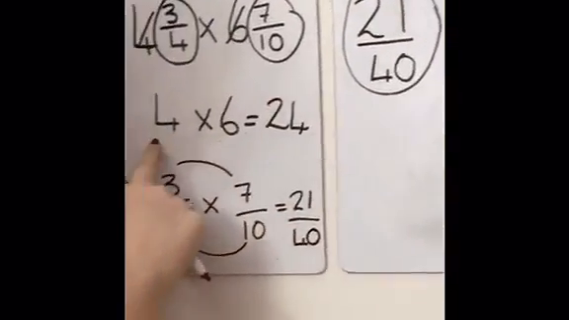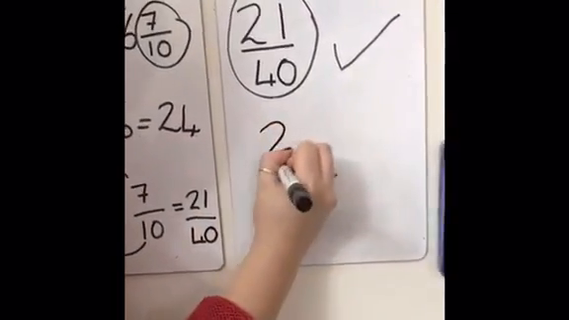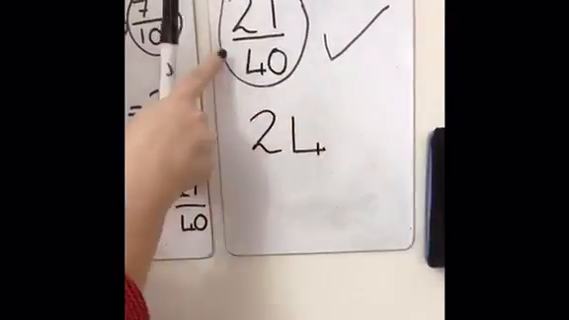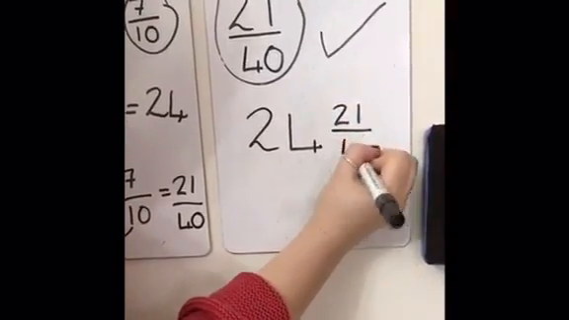So now all I need to do is to remember to put the whole numbers which I separated at the start back together with my fraction. So I've got 24 as a whole and 21/40.